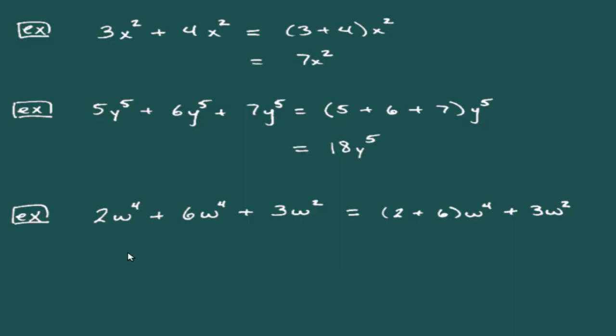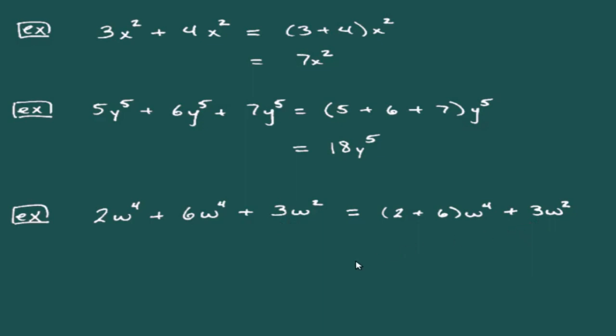So, third example, if I had 2w to the 4th plus 6w to the 4th plus 3w squared, well, now I have some like terms. I've got a w to the 4th and a w to the 4th. I can put those together, but the w squared is different. That's not a w to the 4th. I can't combine it. I have to just leave it separate.